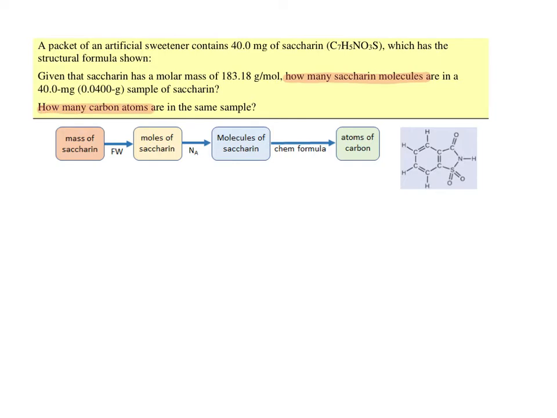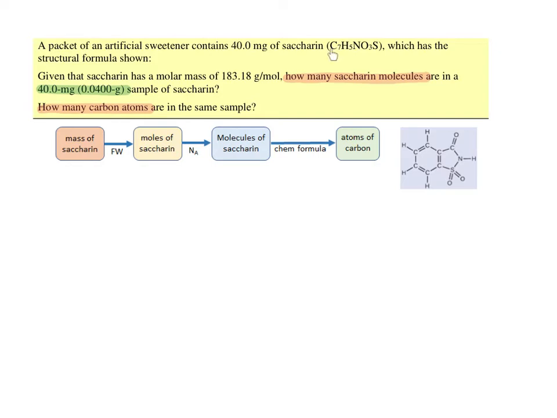What we're given to get to these answers, our starting point, is our mass of saccharin. In order to go between mass and ultimately number of molecules or atoms, we're going to have to go through moles. So the general strategy is that we're going to start with the mass, get to the moles of saccharin, then we can use Avogadro's number to determine the number of molecules, and then as for the second problem, we can go from the molecules to the number of atoms of carbon using our chemical formula.